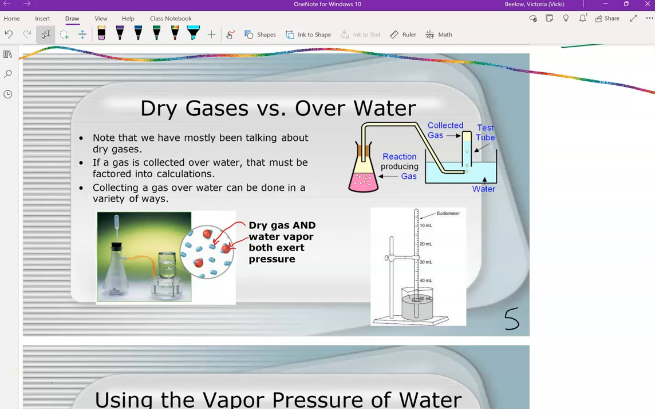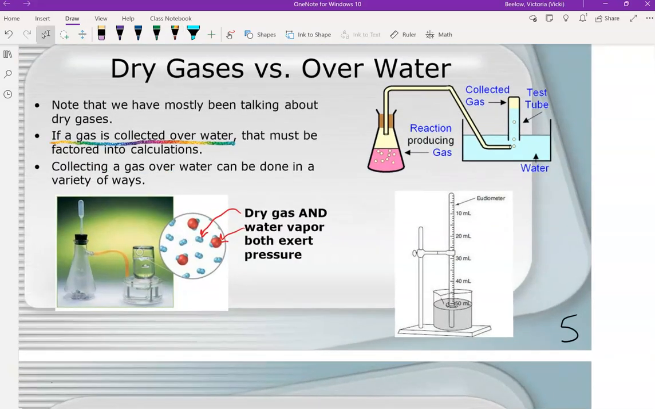So we've been talking about dry gases. If a gas is collected over water, then that has to be factored into the calculations. And we can do this a couple different ways. So earlier when we were talking about a dry gas, that was like H2 or something simple. But now, if you're collecting it over water, you're going to have water vapor present. And that water vapor is a gas, and it's going to exert a pressure.